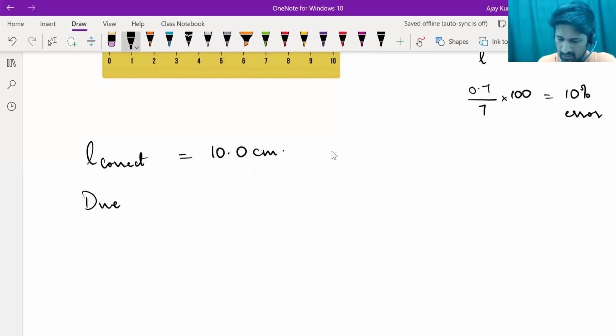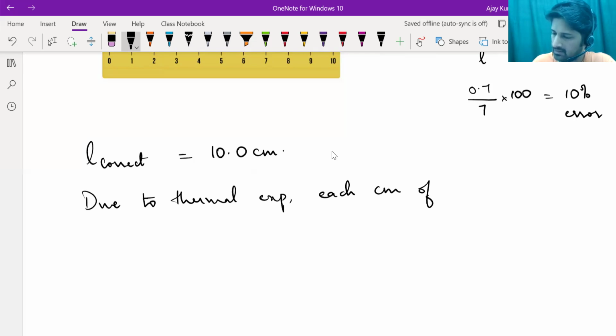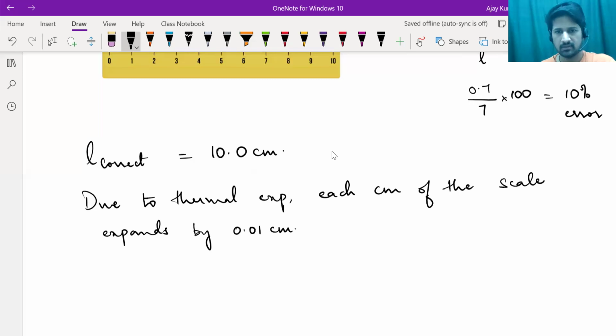Okay. Now, due to thermal expansion, each centimeter of the scale expands by, let's say, 0.01 centimeters. Okay. So the readings, the markings have become bigger. I want you to tell what is the length. Okay. Estimate roughly. What is the length indicated by the scale now?